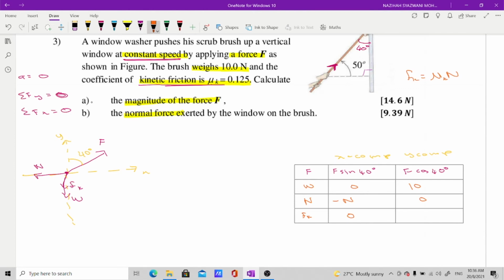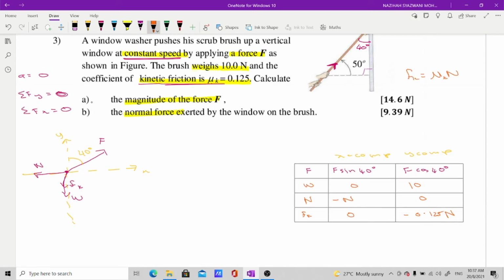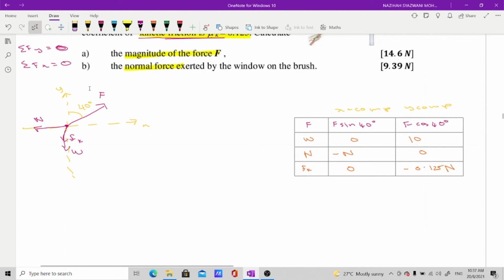Okay, so we have our mu, which is 0.125. However, we don't know our normal force. Let's just put it N. So for Fk, it is acting downward, so we have to put here a negative sign. Okay, so let's try to do the resultant force to find the magnitude of force and the normal force. Okay, let's start with x component. So summation Fx equals to 0.